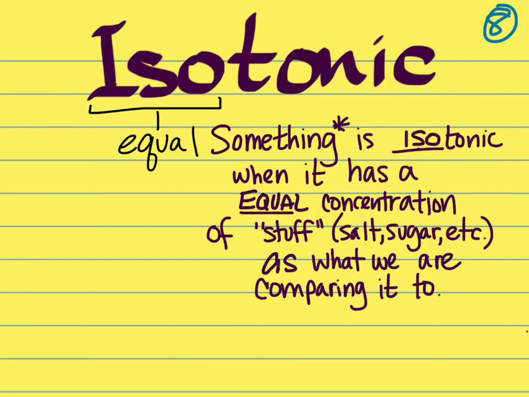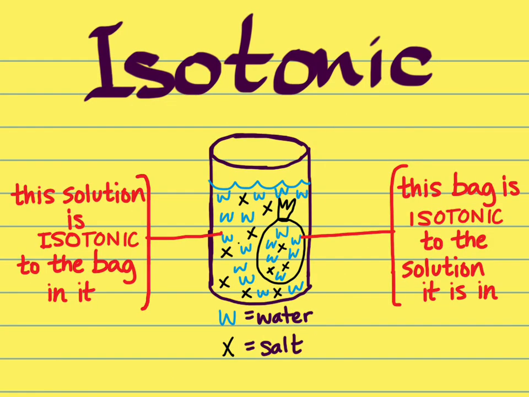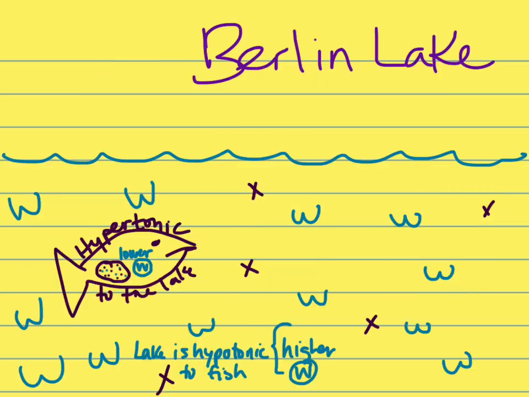Now, the one that doesn't seem quite like the others is isotonic. So, iso just means equal, and something is isotonic when it has an equal concentration of stuff, sugar, salt, whatever, as what we're comparing it to. So, this beaker and this baggie have equal proportions of salt and water. Cool. The solution and the baggie are isotonic to one another.